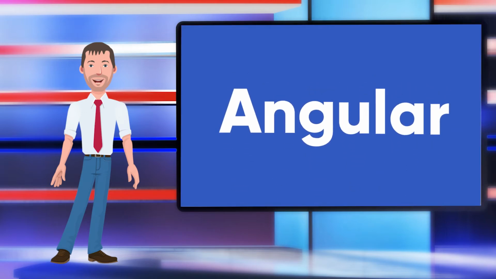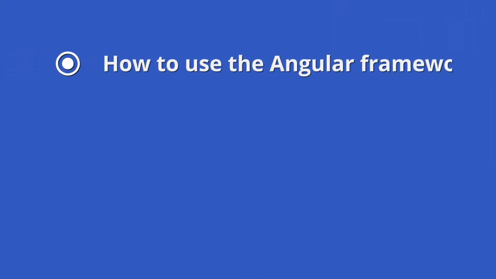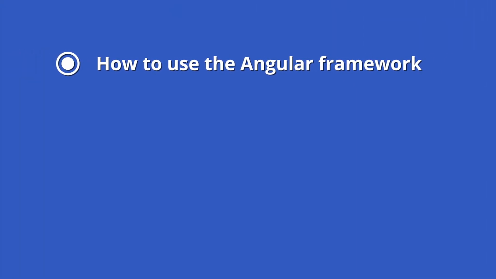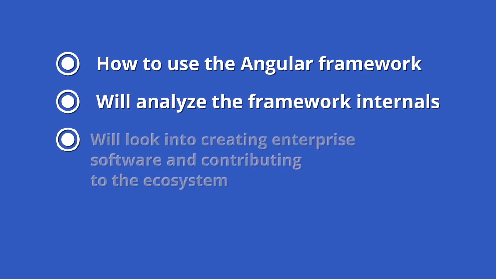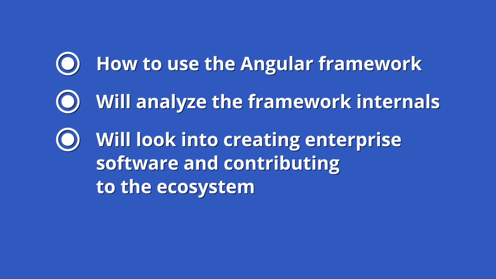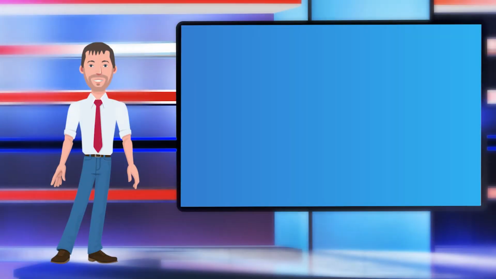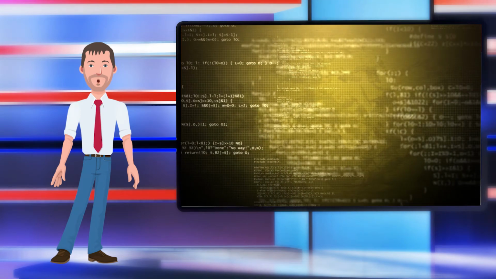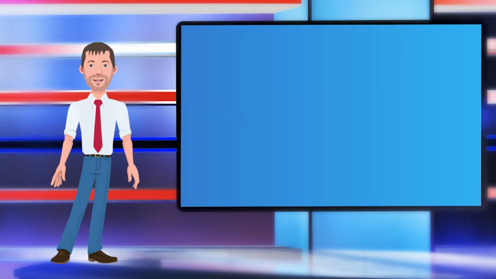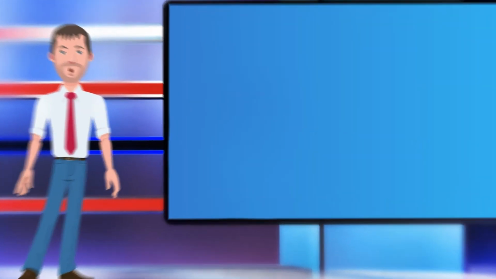Last but not least, we'll dive into the Angular ecosystem. First by learning how to use the Angular framework to build simple web applications. Then we'll analyze the framework internals, and after that, we'll look into creating enterprise software and contributing to the ecosystem. At this point, you will begin to participate in practice projects that simulate the real working environment at Collabos, with real code reviews from senior software engineers, just like you would expect on a real project. The goal is to help you gain experience by going through real problems and challenges and solving them.